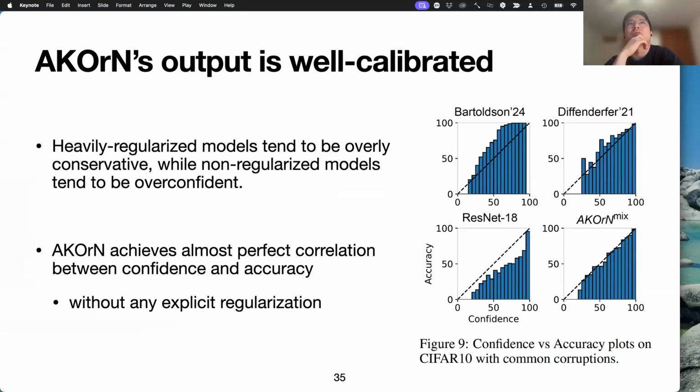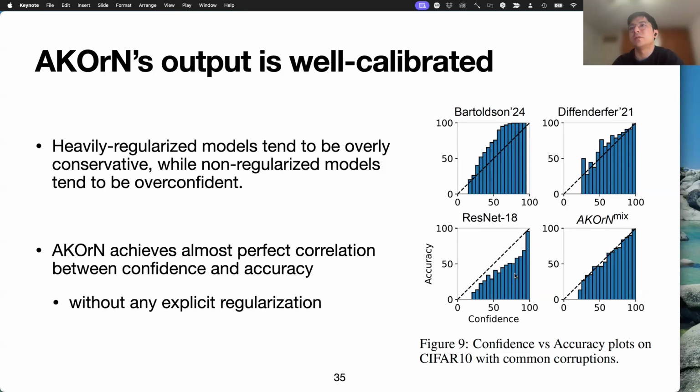And also we see that AKOrN's output is very well calibrated. There are a lot of heavily regularized models in the literature. Those models are overly conservative, while non-regularized models tend to be overconfident. So let me explain this figure. The vertical axis shows the accuracy, and the horizontal axis shows the confidence value of the softmax output.